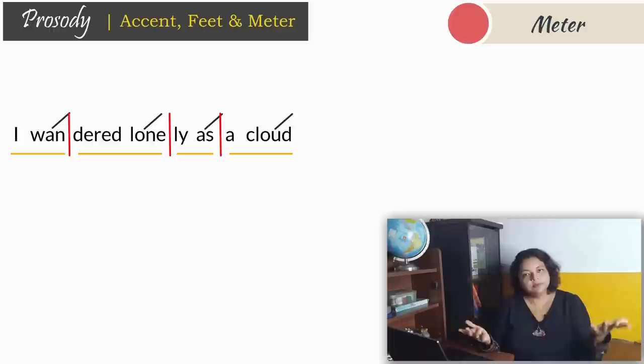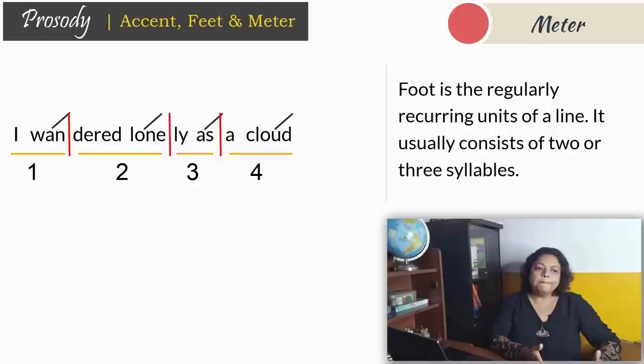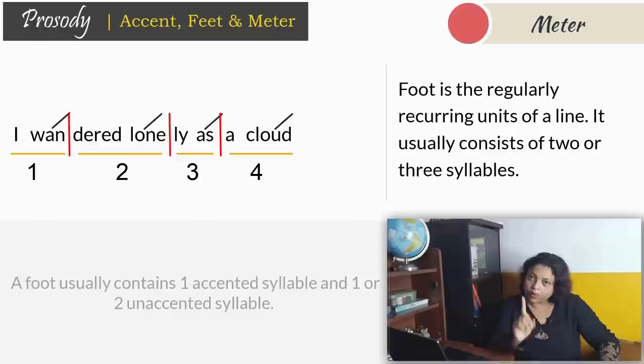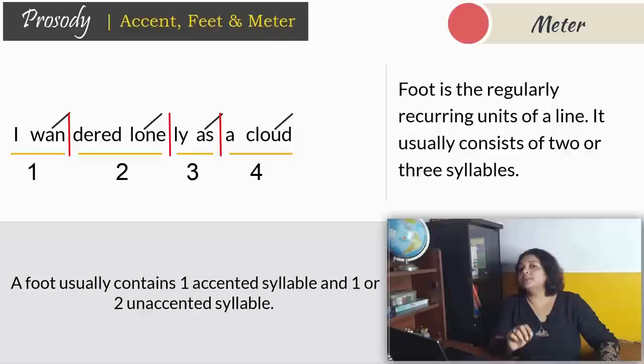The plural of foot, feet. Under exceptional situations, a foot may contain one syllable which is accented. We will come to that. But normally it contains two or three syllables, out of which only one is accented. You never have more than one accented syllable in a foot.